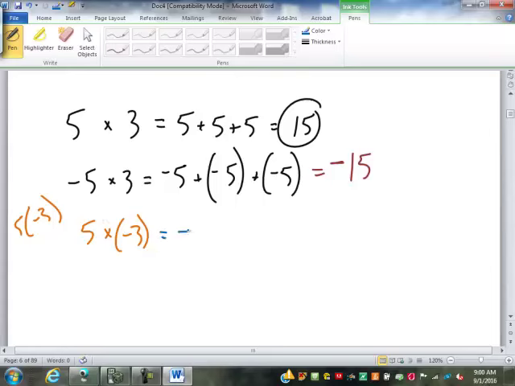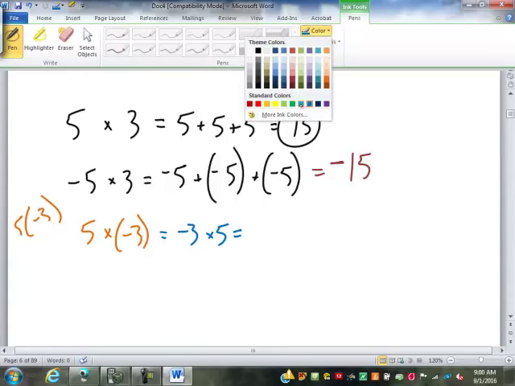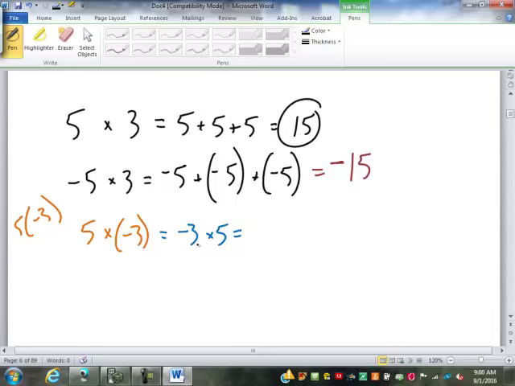So I can put the negative 3 first and do negative 3 times 5. Now, all that's saying is I'm having 5 negative 3s added together. So negative 3 plus negative 3 plus negative 3 plus negative 3 plus a negative 3, which, of course, adds up to negative 15. Again, you've always been taught positive times a negative is a negative.